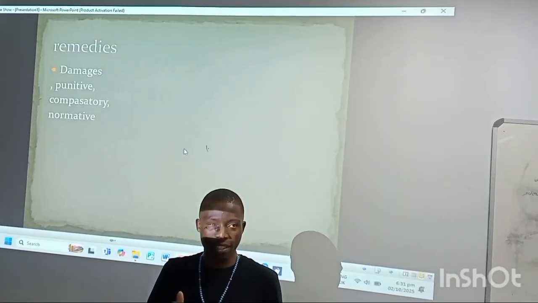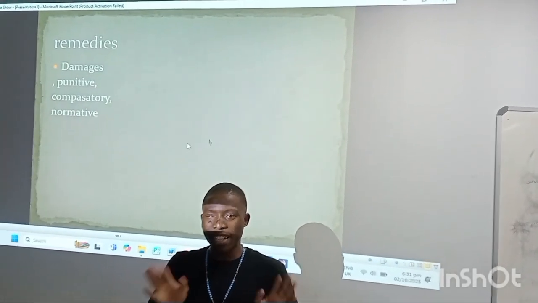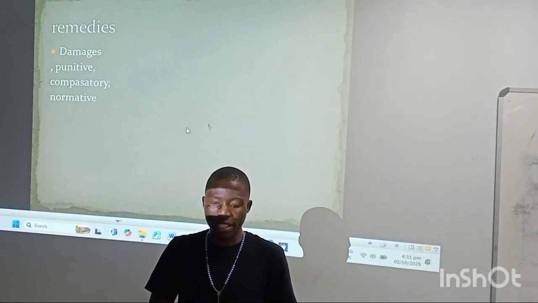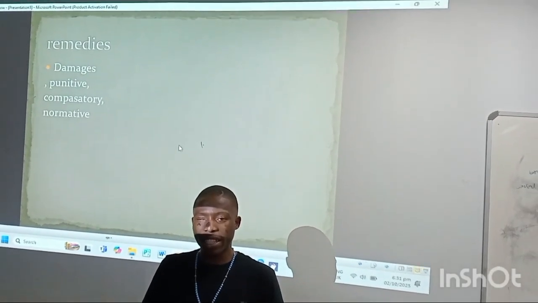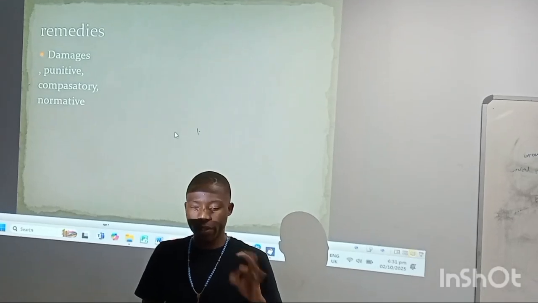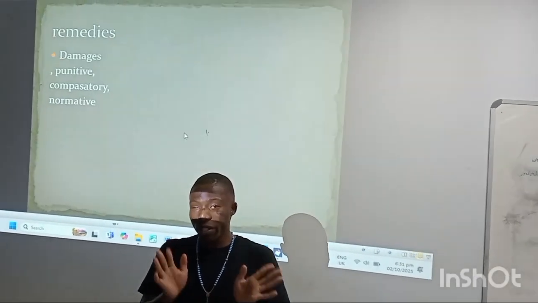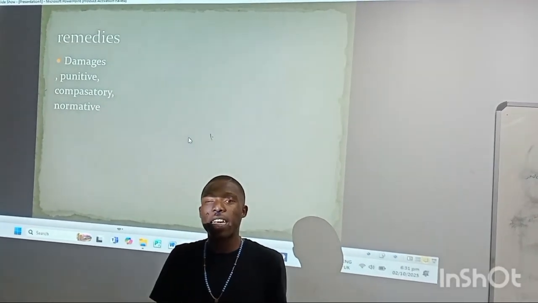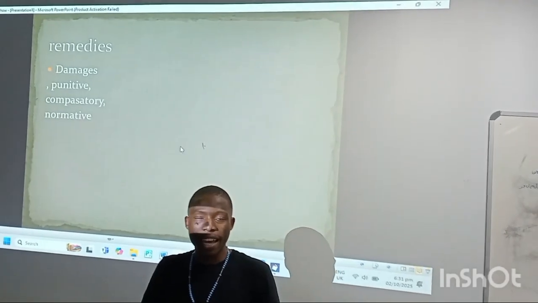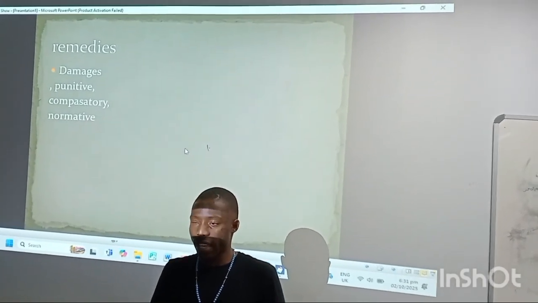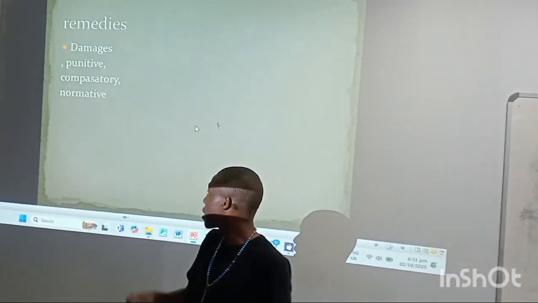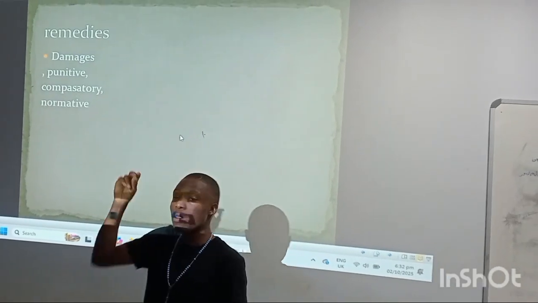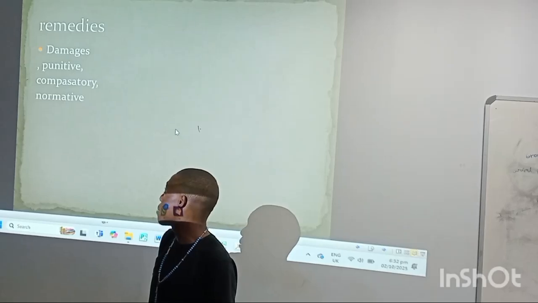Now, damages are not just general damages. There are different types of damages. It can be punitive damages, compensatory damages, or nominal damages. Punitive damages actually aim at punishing the other party who entered into the contract and caused the other party to suffer the damages. So punitive damages only aim to punish that other party.